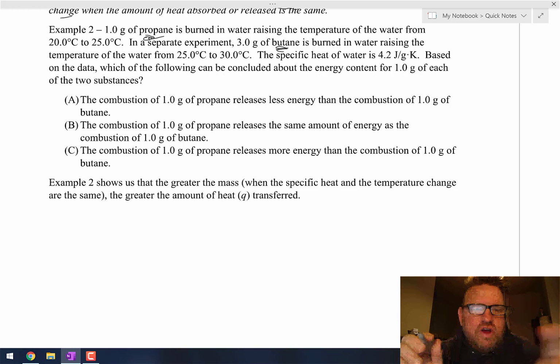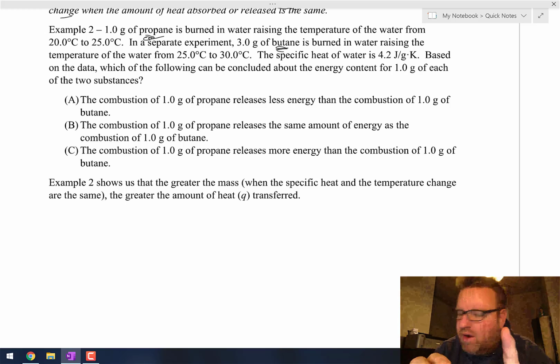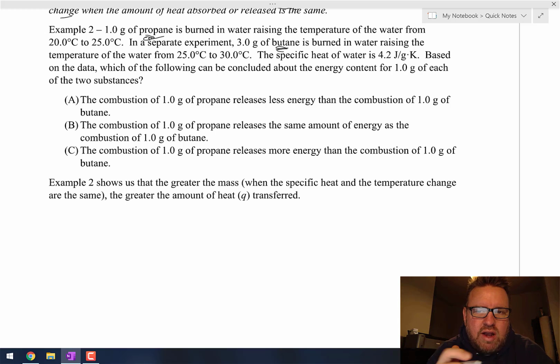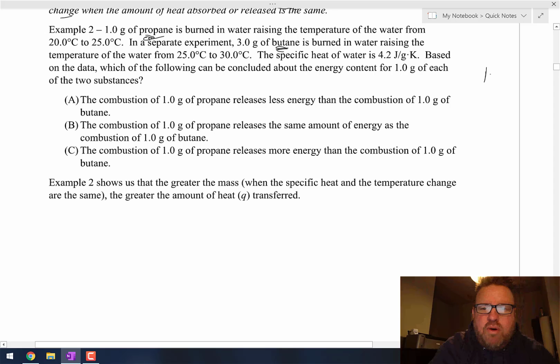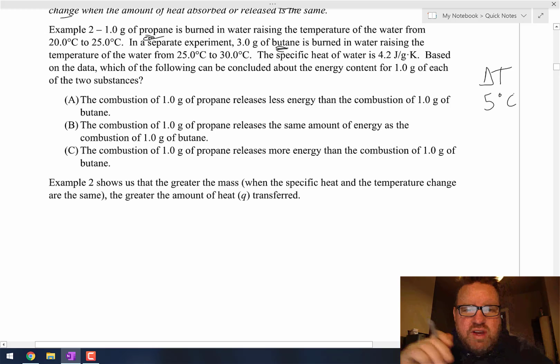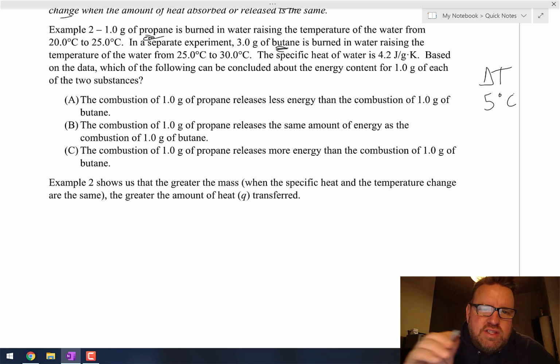So one of the things they're trying to do here is make you think, well, wait a minute. One's only going from 20 to 25. The other one's going from 25 to 30. Does that matter? And the answer is no, it does not. The temperature change on both of them, delta T, is still going to be 5 degrees. Whether Celsius or Kelvin, it doesn't matter. The specific heat of water is the same.